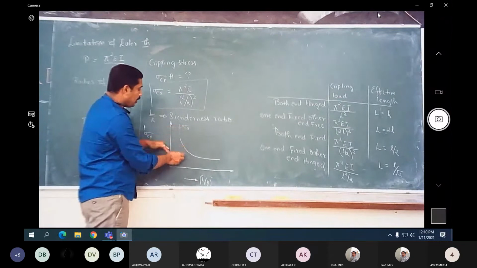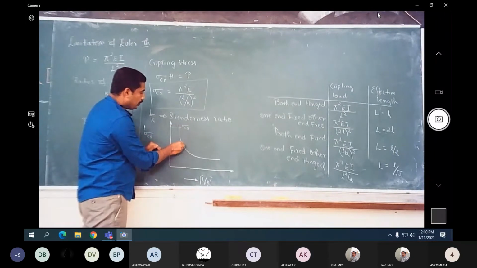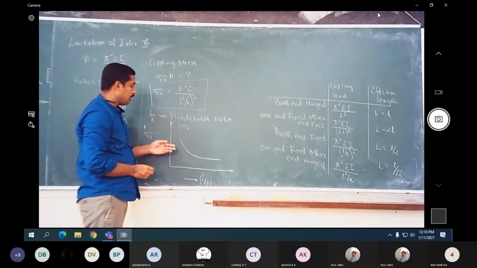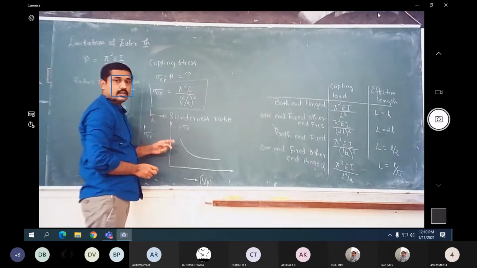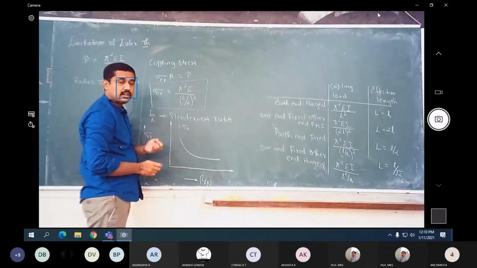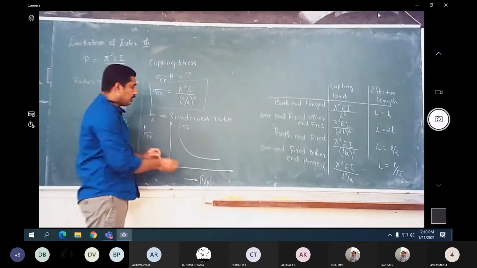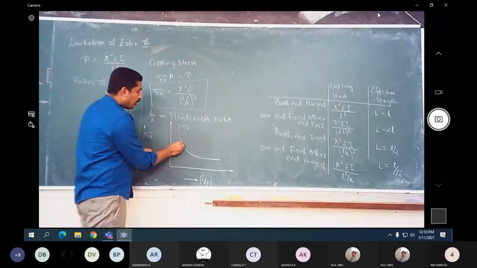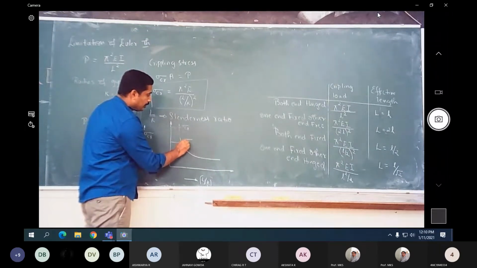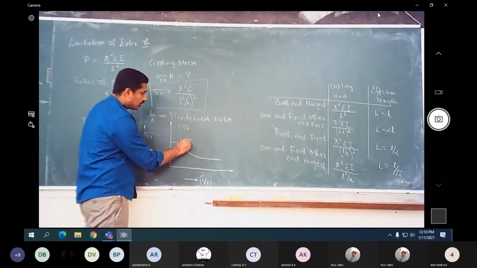The column is always applied with a load. We have studied the properties of the material, that is, the stress strain curve. There is a proportionality limit, the proportional stress, up to which stress is directly proportional to strain. So at that point we call it the proportional stress. It may come somewhere here. We call this sigma P. Sigma P is the proportional stress.